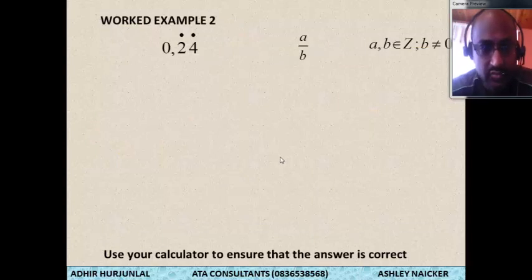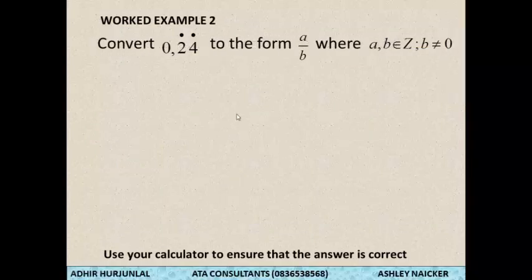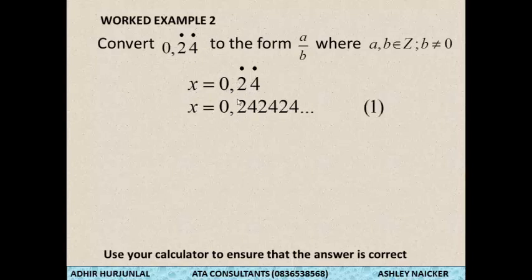Worked example number 2. Convert 0,24 to the form a over b. If I look at this example, 0,24, the dot is above the 2 and the dot is above the 4. Now this makes it a bit more interesting for me. First step, create an equation. x is equal to 0,24. Very good. Write it in a form that is much better for us to understand. x is equal to 0,242424. Call this equation number 1.